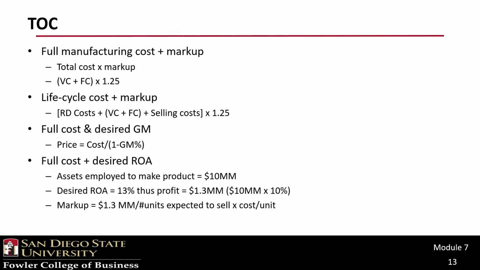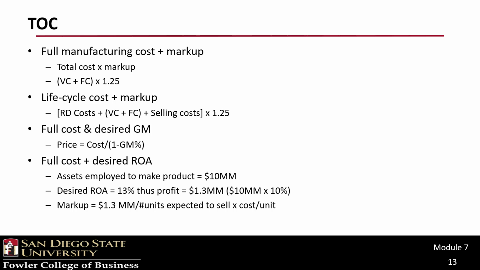So full cost and desired gross margin, that's exactly what it looks like, right? So think of that as a reworking of the after-tax equals pre-tax times 1 minus the tax rate. So think of it as the price would be the cost divided by 1 minus the gross margin percentage, and that gives you the price that you would need to get to.